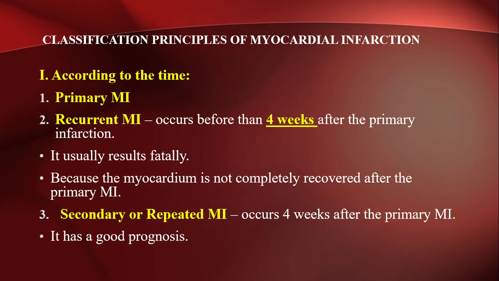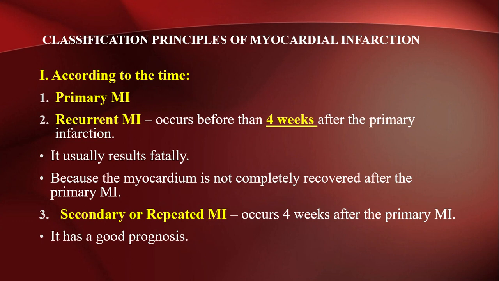Let us continue our lecture with some classification principles of myocardial infarction. There are some principles. First, according to time, we classify 3 types of myocardial infarction: primary, recurrent, and secondary, or repeated, myocardial infarction.